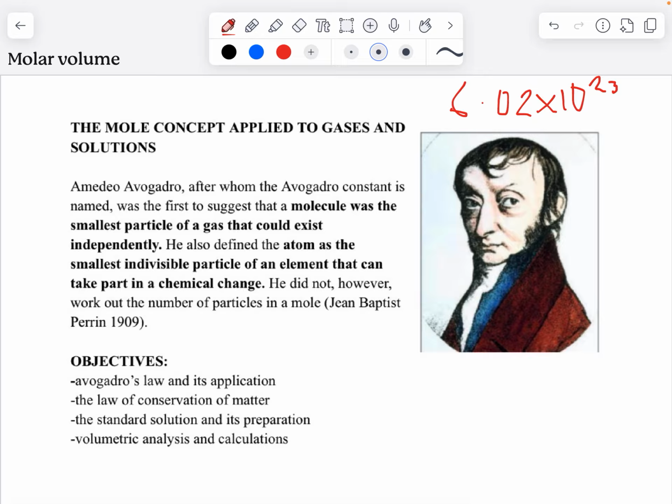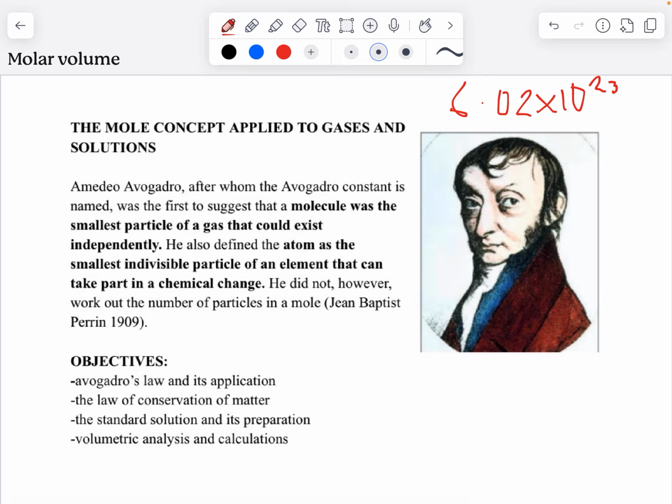Now, Amedeo Avogadro, after whom we named Avogadro's constant, was the first to suggest that a molecule was the smallest particle of a gas that could exist independently. He also defined the atom as the smallest indivisible particle of an element that can take part in a chemical change. He did not, however, work out the number of particles in a mole, which was done by Jean-Baptiste.